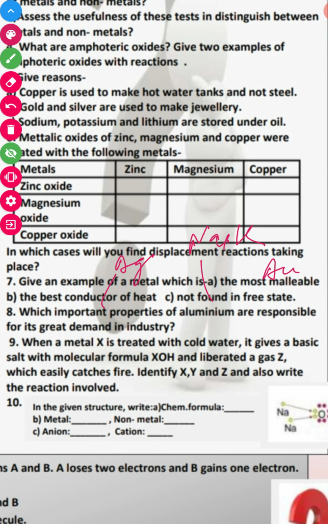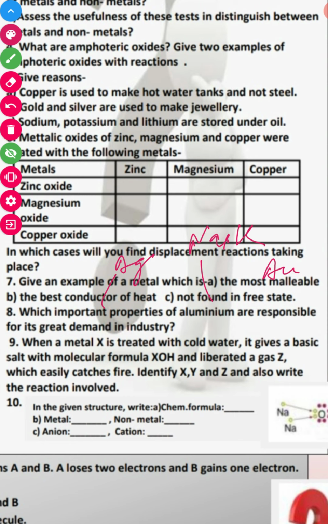Which important properties of aluminium are responsible for its great demand in the industry? Aluminium is a good conductor of heat and electricity, the metal is not attacked by water, it is a powerful reducing agent, and most importantly, the metal is very light in weight. All these properties make aluminium responsible for the great demand in the industry. Okay.